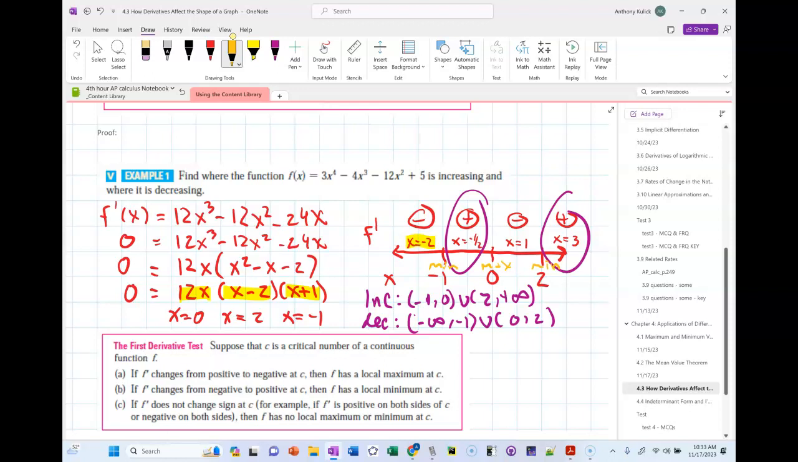Cool? And then part C says, if f prime does not change sign, goes from positive to positive or negative to negative, then that's not a min or a max. For example, that's positive to positive. Everybody's okay? Because you can see here's where the derivative would have been 0.